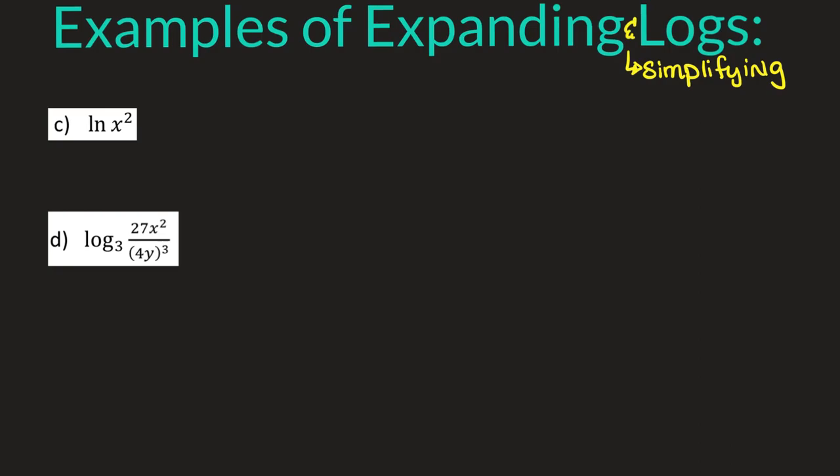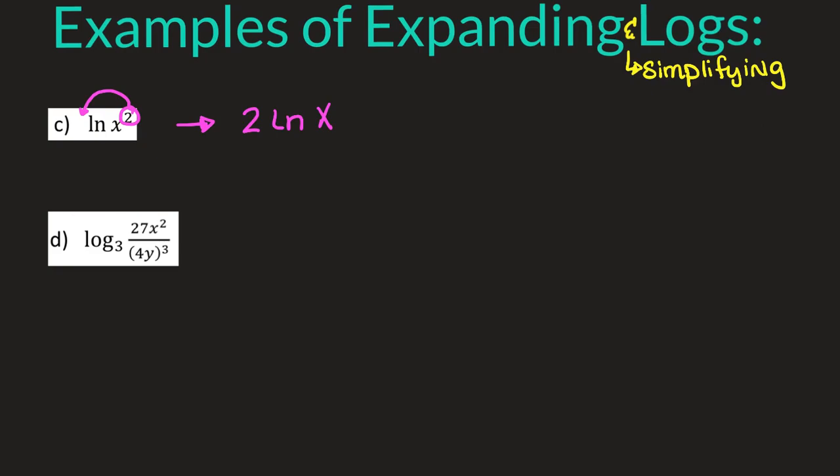Notice we just have a ln, our natural log of x squared. Now, x squared is not being multiplied to anything or subtracted. The only thing here I see is that we have an exponent that's not supposed to stay there when we expand. Remember, it's going to have to go out front as our leading coefficient in front of the natural log. So our only thing that we're going to do for example C is move that 2 out front. And so we'll have 2 times the ln of x. And that's it for letter C.